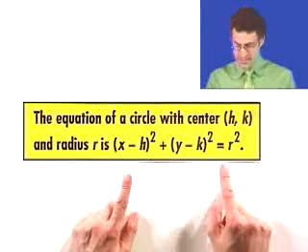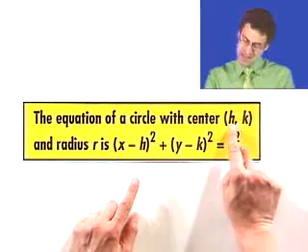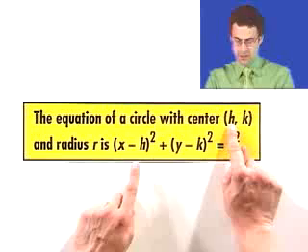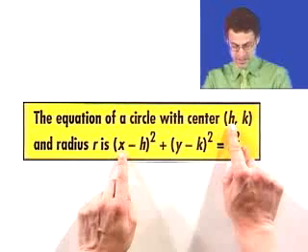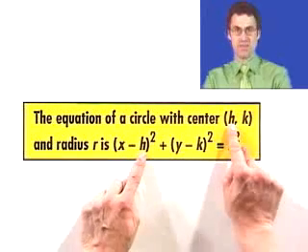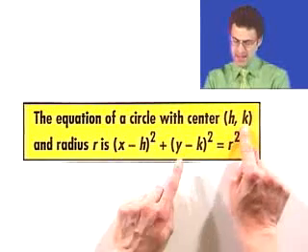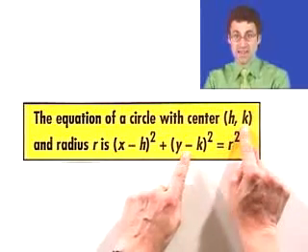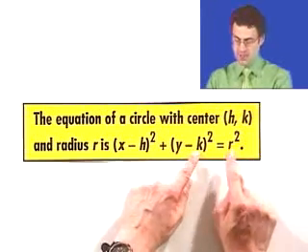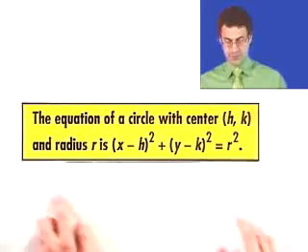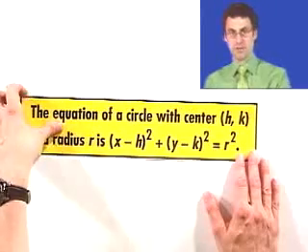So the important thing here to realize is that the x value for the center appears here, and notice it's x minus the x value of the center. And then the y value of the center, k, appears here as y minus that value. And then we have r squared. This really is coming from the Pythagorean theorem, which of course is a recurring theme in all of mathematics.